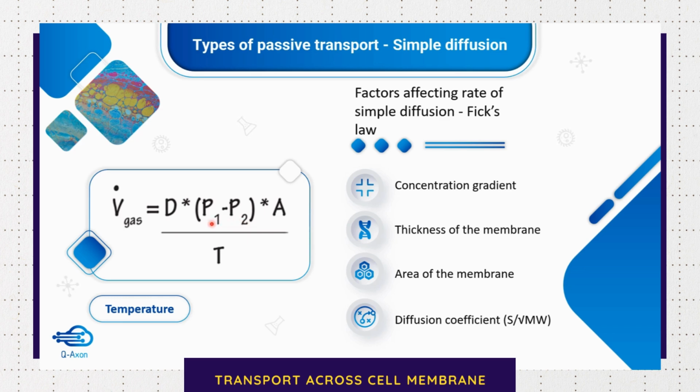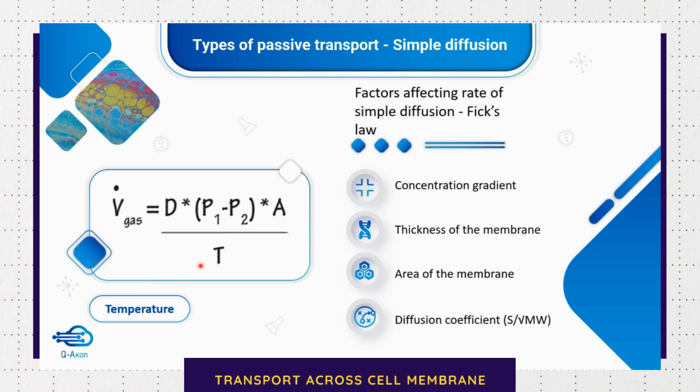That's why it is written P1 and P2, because for gases we refer to the concentration gradient in terms of partial pressure difference. Then multiplied by the area of the membrane, as we said earlier that rate of diffusion will be directly proportional to the concentration gradient as well as the area of the membrane. Now this is divided by the thickness of the membrane, because rate of diffusion is inversely proportional to the thickness of the membrane. So this is Fick's law.